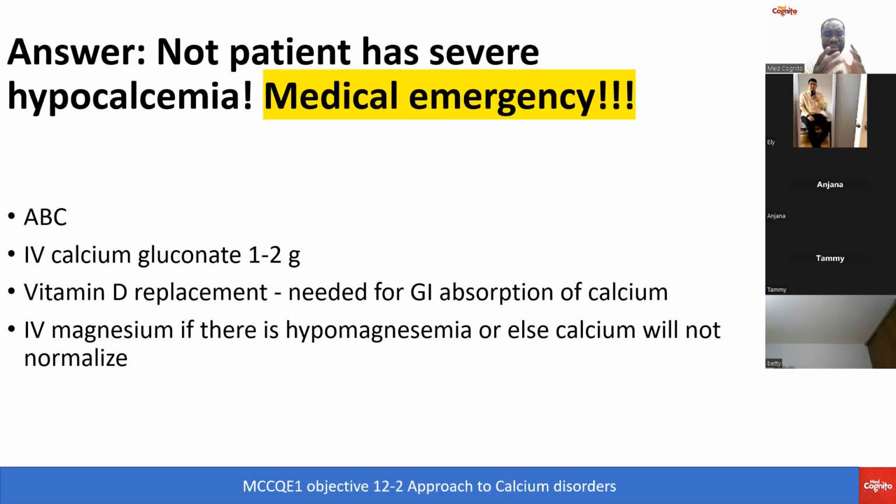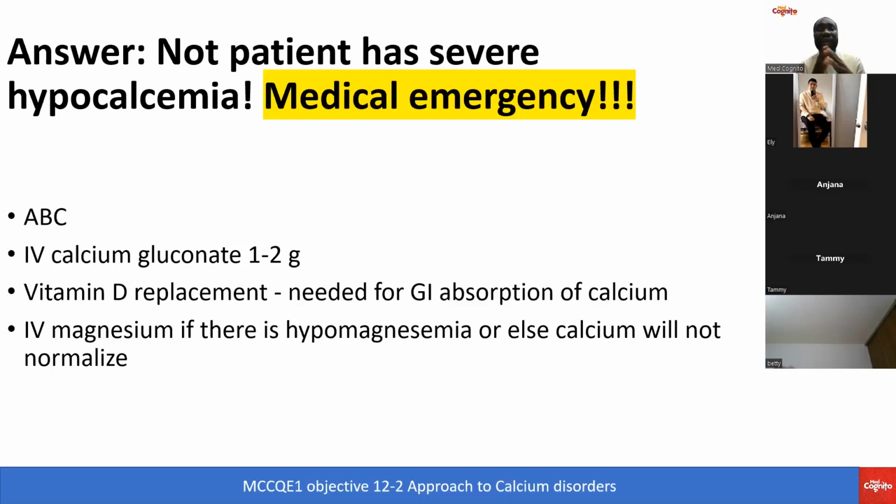Now I have a question. Let's do some rapid fire. You can unmute yourself, but please, one person at a time. Number one, if I have a patient with hypocalcemia, what's the next best investigation? Parathyroid hormone level. Okay. If I have a patient with hypocalcemia and parathyroid hormone levels are also low, what's my top diagnosis? Hypoparathyroidism. Beautiful. Now, if I have a patient with hypocalcemia with hyperphosphatemia, what diagnosis am I thinking about? Chronic kidney disease.